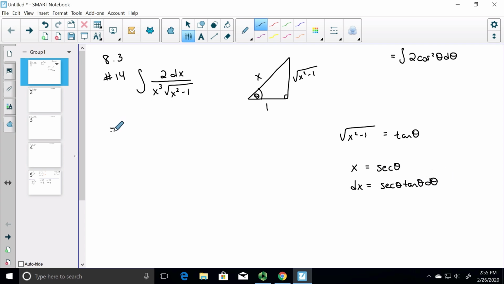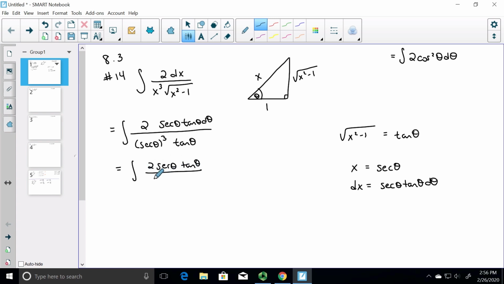And so then you can go over here and plug in. So dx you just found from the derivative. X cubed, you would just plug in what x is. And then this whole square root piece is tangent. And again, we just got that from the triangle. So then you have 2 secant tangent over secant cubed tangent. So notice after you cancel, you have 2 cosine squared.